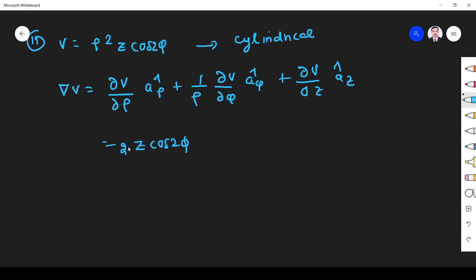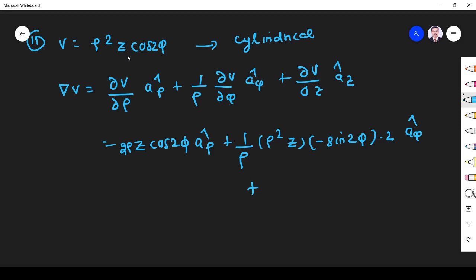So we can write 2 rho z a rho plus 1 by rho. Differentiate this one with respect to phi. So when you differentiate with respect to phi, rho squared z is a constant. Cos 2 phi is minus sine 2 phi into 2. Clear? Plus a phi into a phi. Plus dou v by dou z a z.